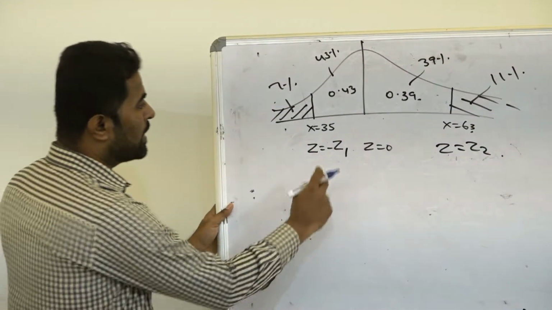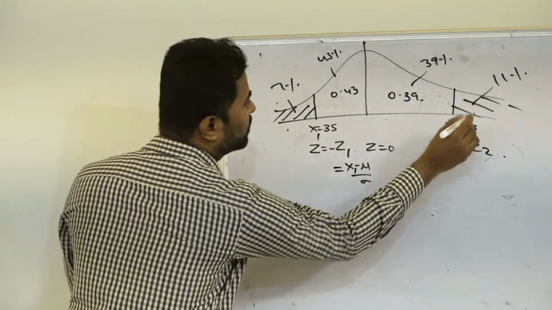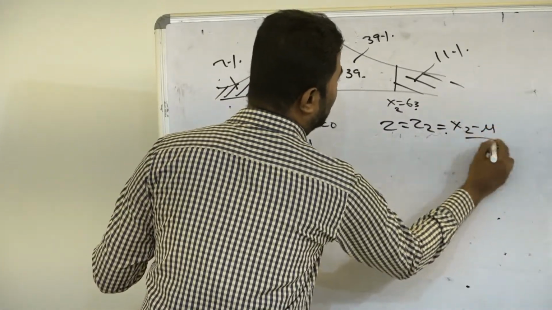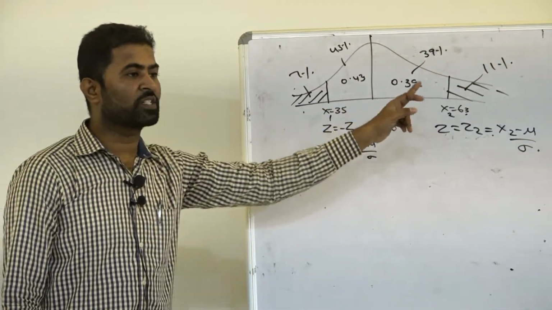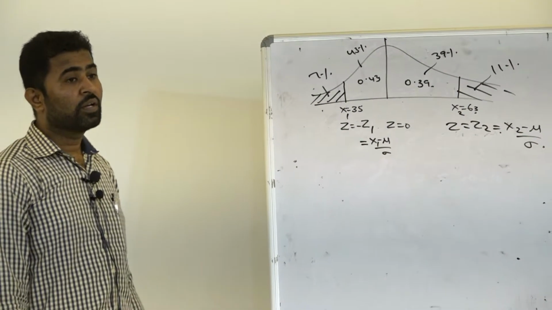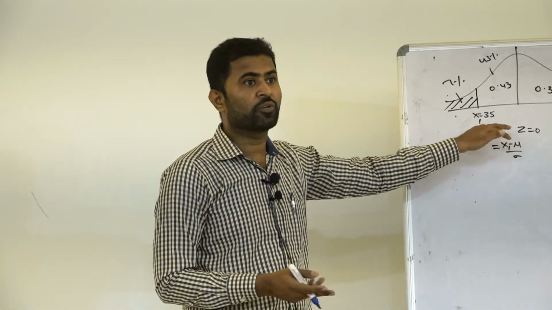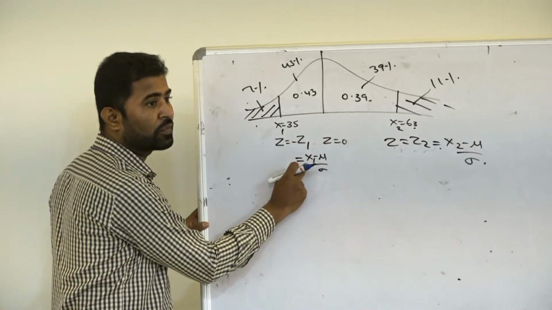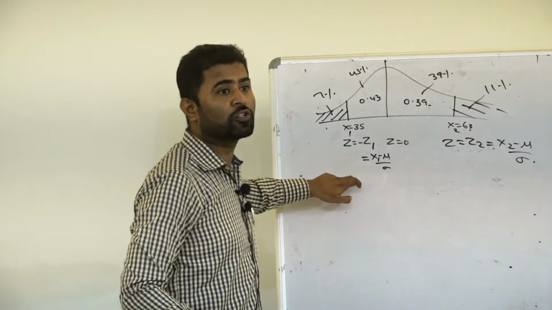Then z is equal to minus z1, I can write it as x1 minus mu by sigma. This is x1, this is x2. And here this is equal to x2 minus mu by sigma. x1 minus mu by sigma is minus z1 and x2 minus mu by sigma is plus z2. Now if I have two values, then I can calculate the other two values by solving the equations. So what are the two? I have the x values here, but the z values should also be there so that I can calculate mu and sigma, right?